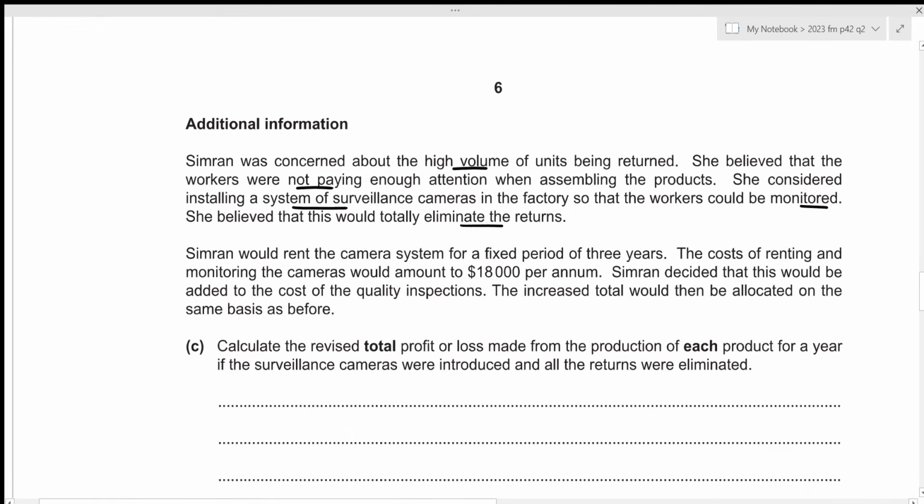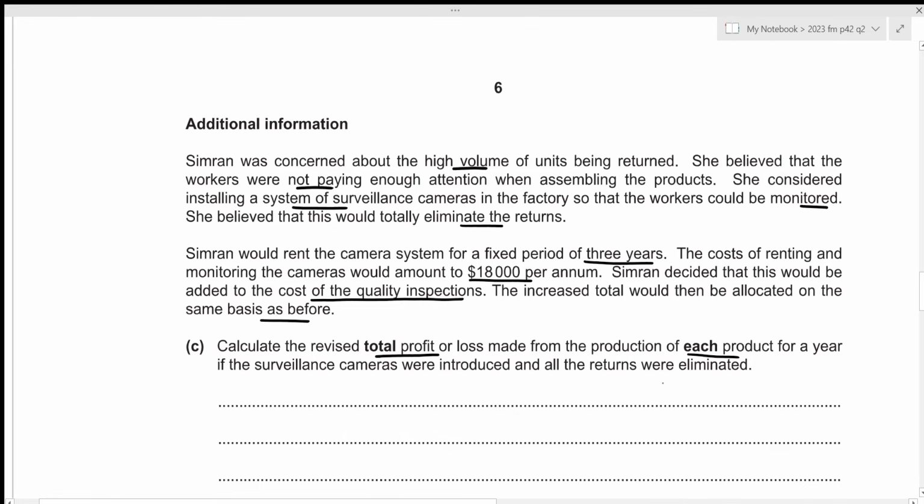Simran would rent the camera system for a fixed period of 3 years, and the cost of renting and monitoring the cameras would amount to 18,000 per annum. And Simran decided that this would be added to the cost of the quality inspections, and the increased total would then be allocated on the same basis as before. And for the third part, we need to calculate the revised total profit or loss made from production of each product for a year if the surveillance cameras were introduced and all the returns were eliminated.